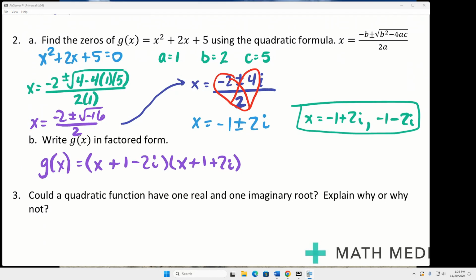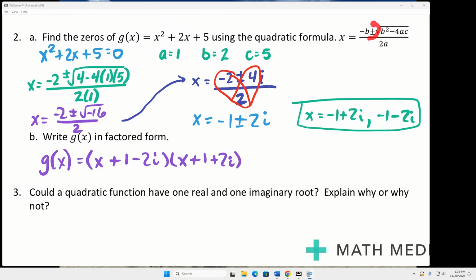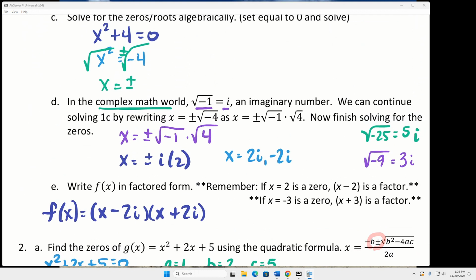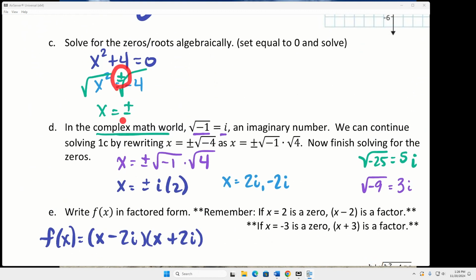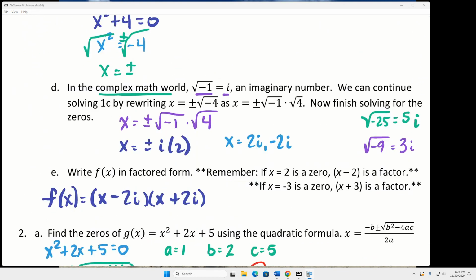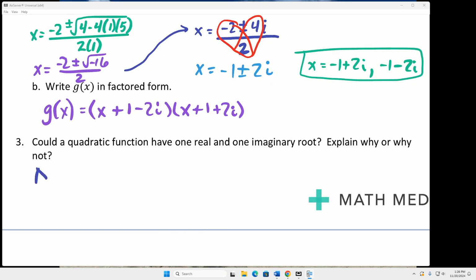All right, and then for number 3, could a quadratic function have 1 real and 1 imaginary root? What do you guys think? It seems like maybe, but even with the quadratic formula, you have this plus or minus. If you were solving it like we did here, you have to do the square root, so there's always a plus or minus. So this actually is no. You must have positive and negative, and we'll talk about that more on the other side.